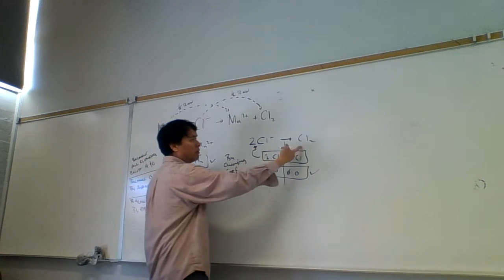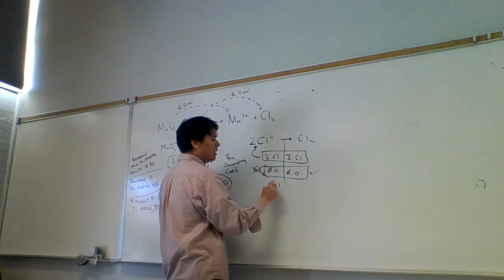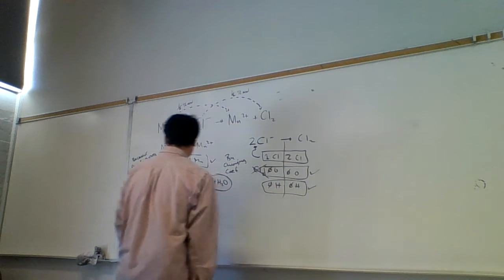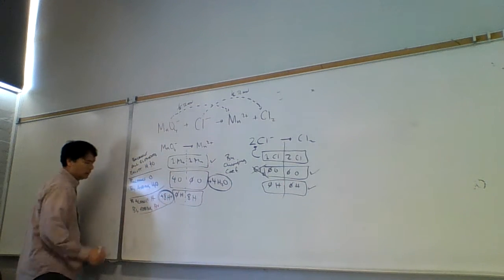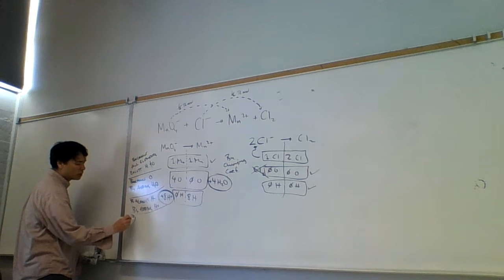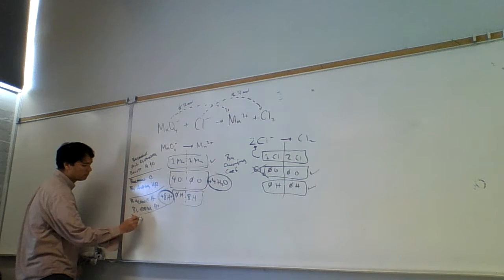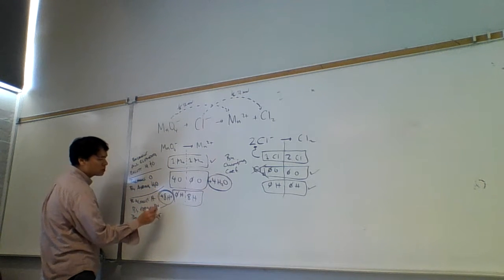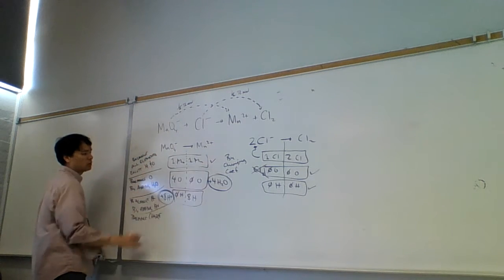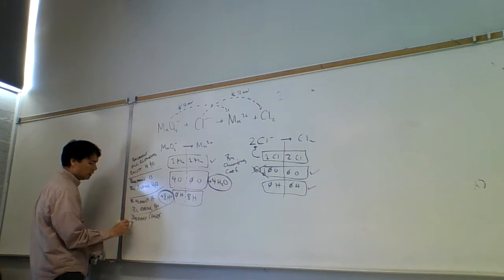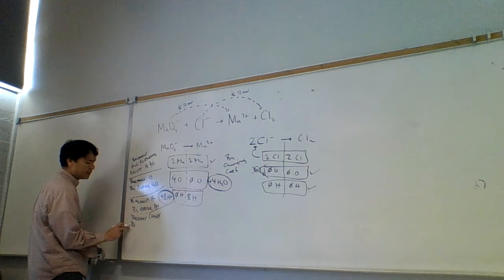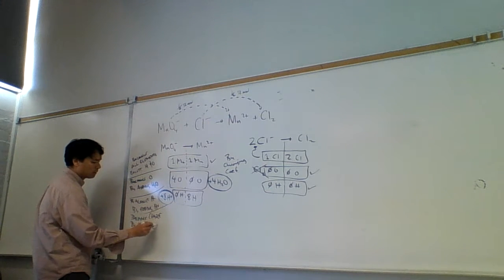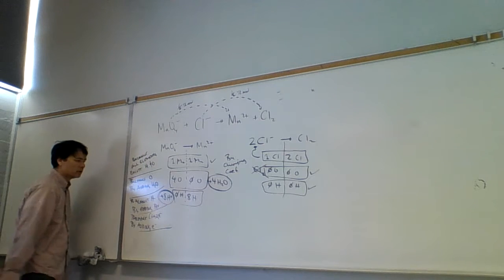Over here, there are no hydrogens on either side, so I have no hydrogens on the left, no hydrogens on the right, so it's balanced. All right, the next step is to balance the charge. When I balance the charge, the net charge on the left has to equal the net charge on the right. And if it's not equal, then we're going to balance it by adding electrons. Electrons would be negatively charged here.